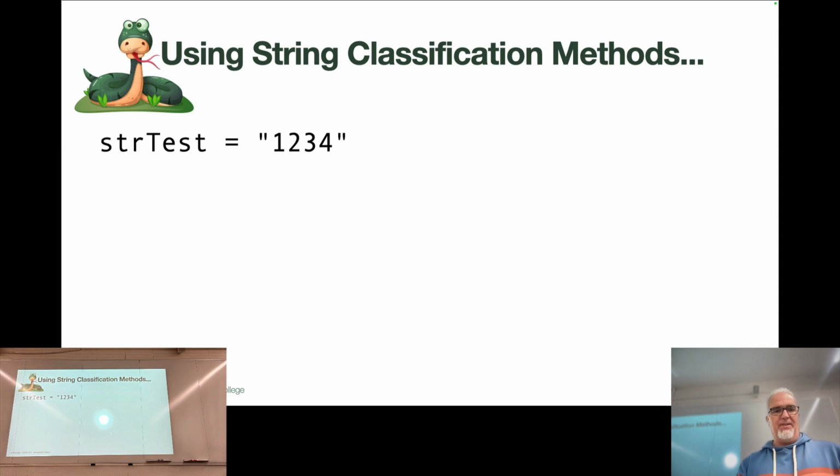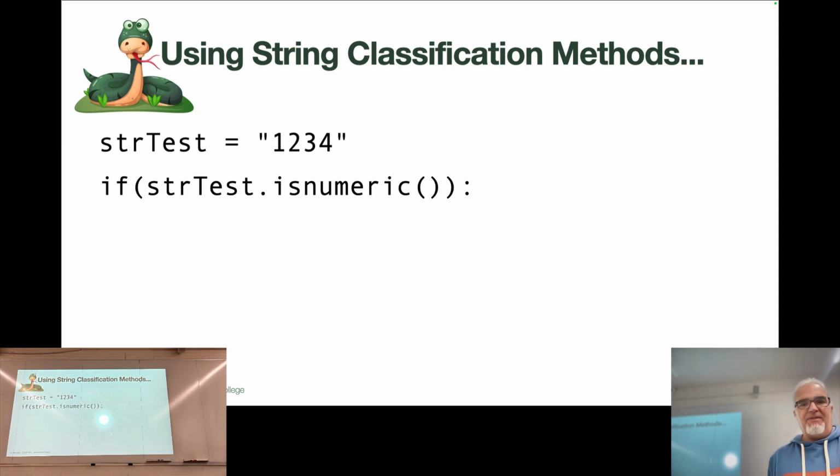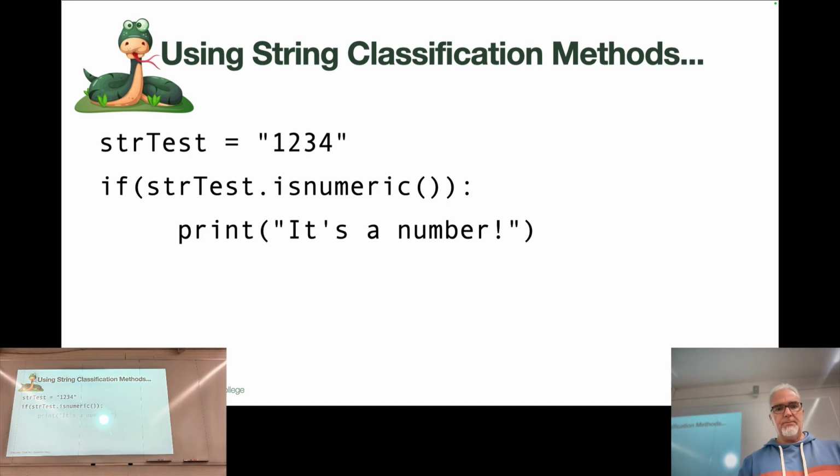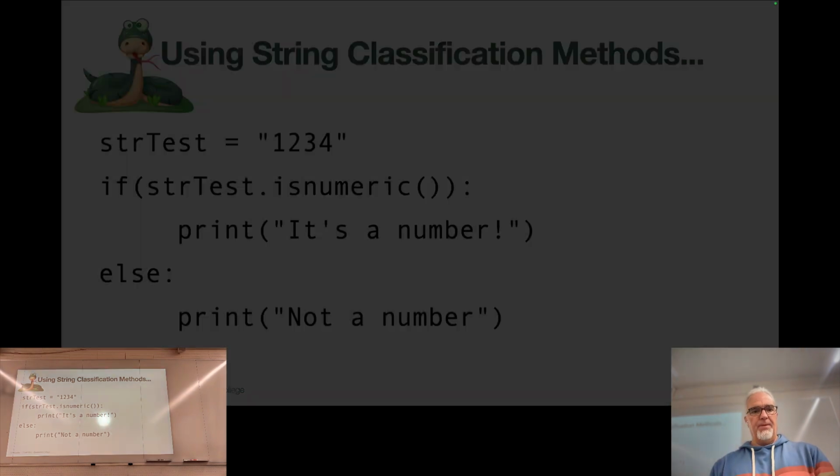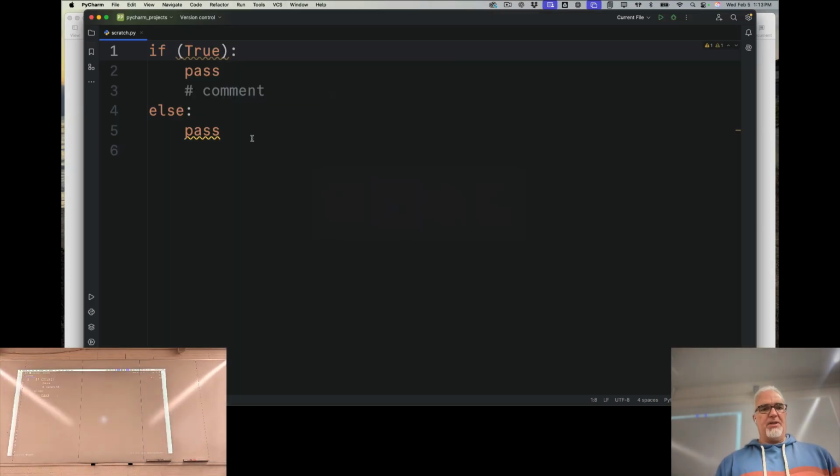So if we want to use these methods in a meaningful way in our programming, we might have a variable like this. Notice it's a string. So if I want to use that in an expression for an if statement, I'm going to do that. And then if it's numeric, it prints is a number, and else it prints not a number. So that is a very simple way to do this. Let's actually get this in code here.